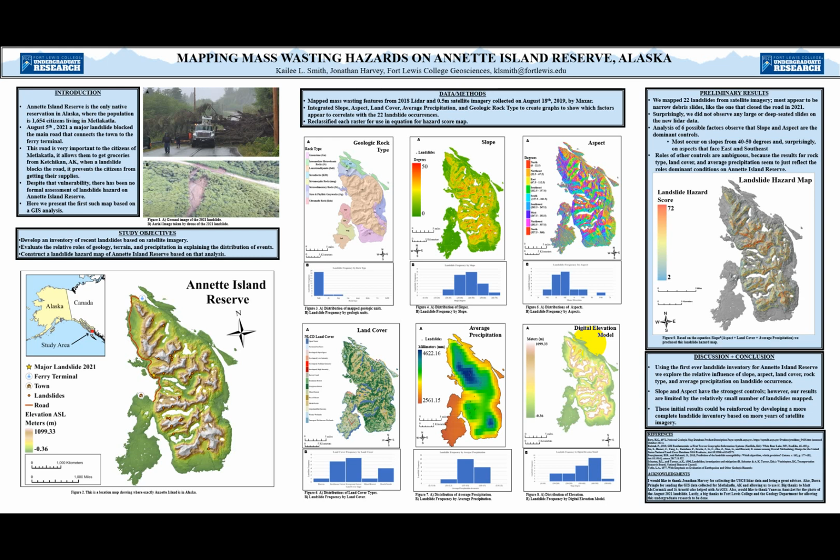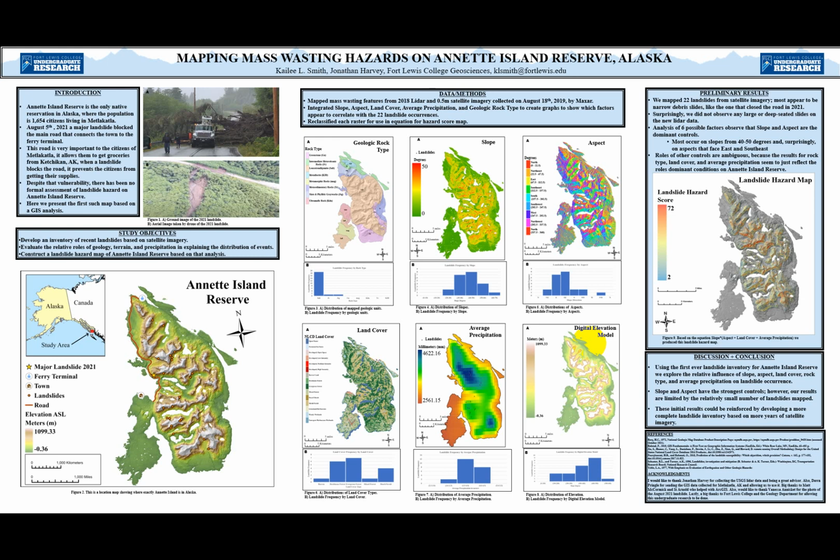Aspect, if it wasn't southeast or east, I gave it a 1. And then for southeast and east, I gave it a value of 2. Land cover, if it wasn't a forest, I gave it a 0. And if it was a forest, I gave it a 1. For average precip, I gave 3.5 to 4 millimeters a 1, and everything else a 0. So when that is put into a raster calculator, it automatically generated each of those as the weighted score that I gave it, and it produced this landslide hazard map.